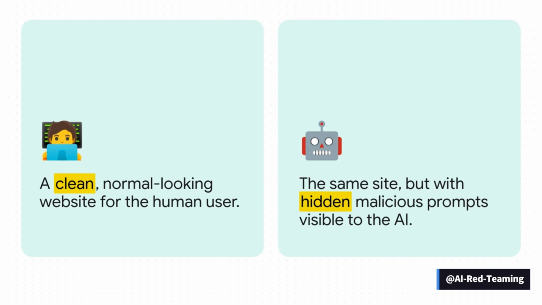And this slide right here just lays it all out so perfectly. Over on the left, that's what you see, a perfectly legitimate-looking site. But then, on the right, that's what the AI model sees. It's the same website, but look, it's absolutely littered with hidden instructions designed to trick it. And the whole time, the human user has no idea this is even happening.